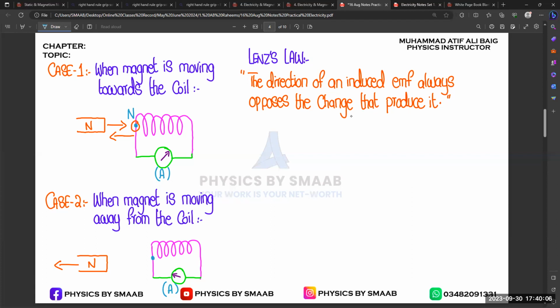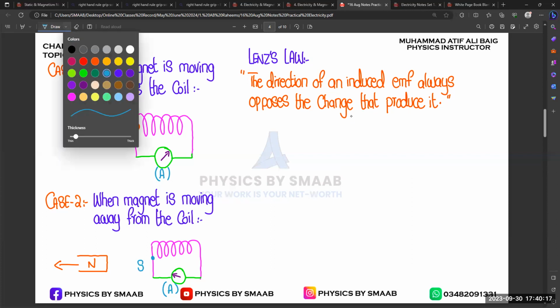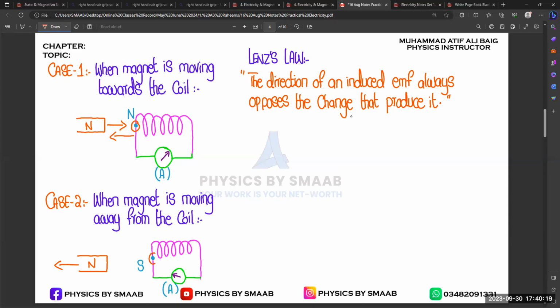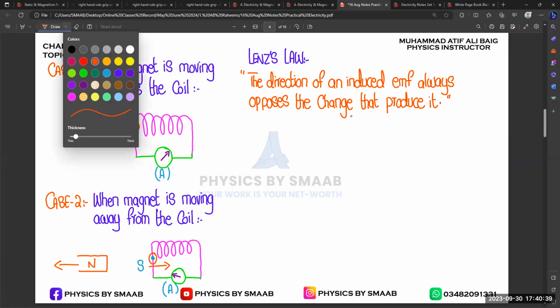And if we talk about the closest point, the closest point on the coil gives you a south pole this time, because a south pole actually attracts the north pole. But the problem is that the north is moving away and the south is trying to attract that north pole. So again, you are getting the opposite direction. So this is the concept. In the first case, in the first diagram, you observe that there is a case of repulsion, right?